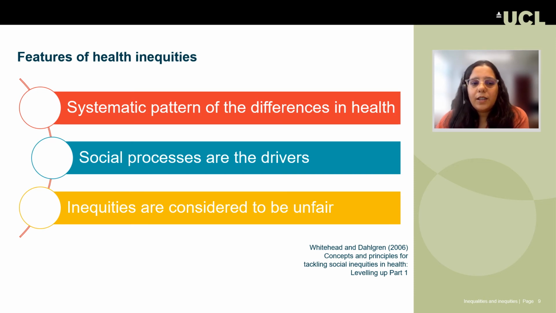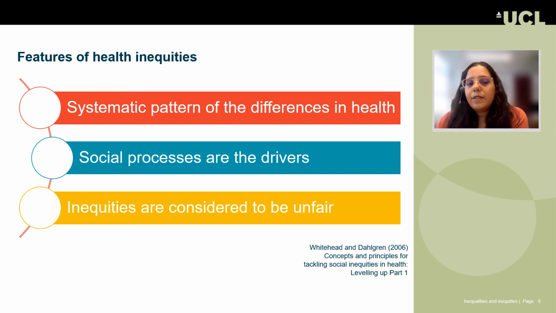The second feature is that it's social processes that produce these health differences rather than biological determinants. For example, the ill health of children from poorer families is not determined biologically, but rather through social processes. The third feature is that social inequities are differences widely considered to be unfair and maintained by social structures and processes which are unfair in principle.